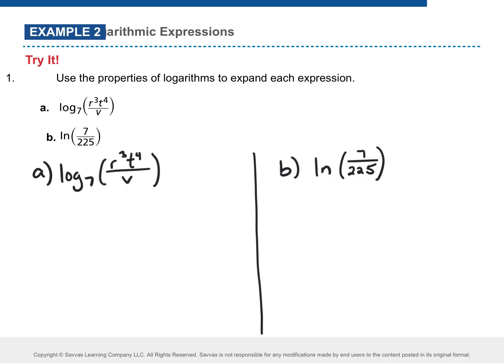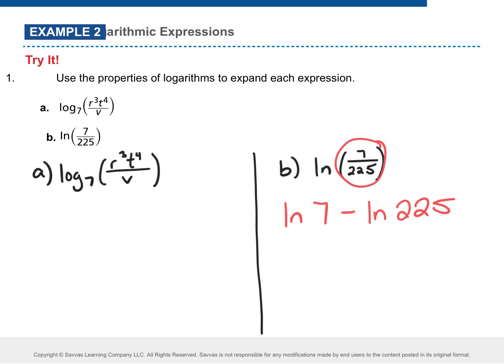I want to start off with B first. Okay. With B, again, understand what's happening in the parentheses here. What do we have? Divide. It's division. So when we rewrite, what are we going to use? Subtraction. Okay. You tell me, what do I write first? Natural log of 7 minus natural log of 225. Is there anything else I need to do there to simplify my writing? No.